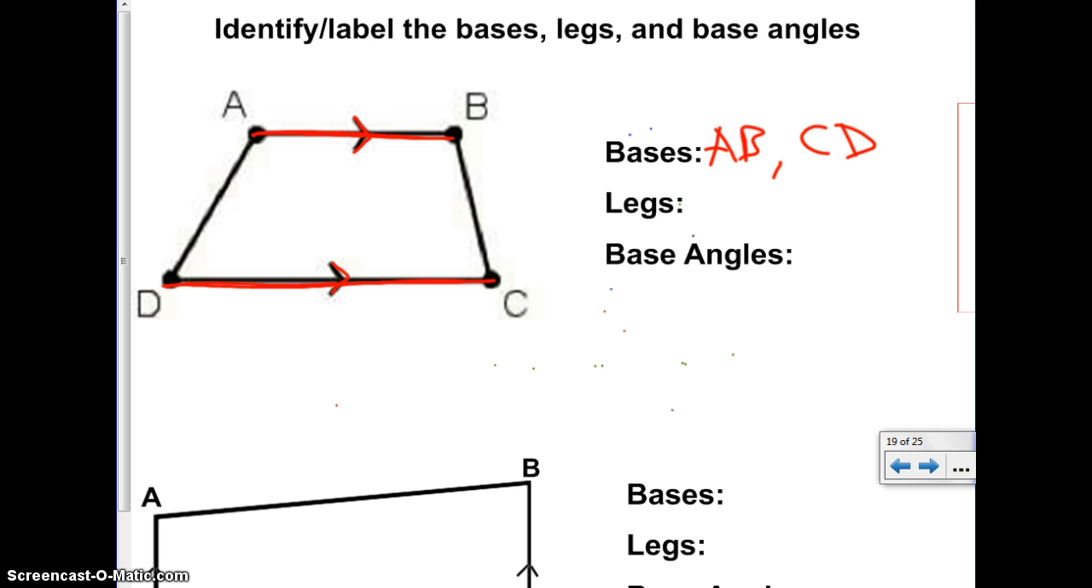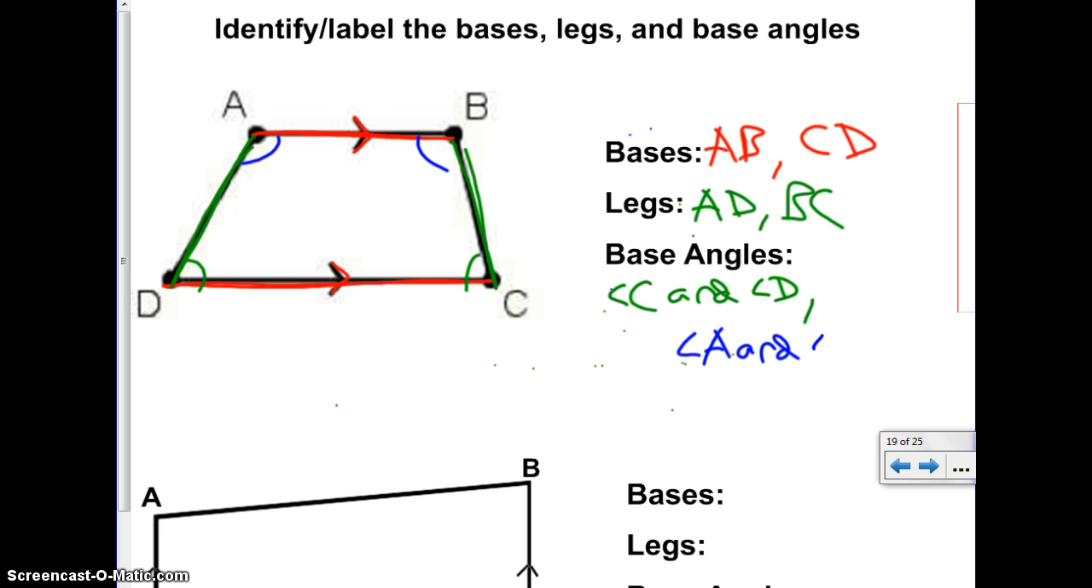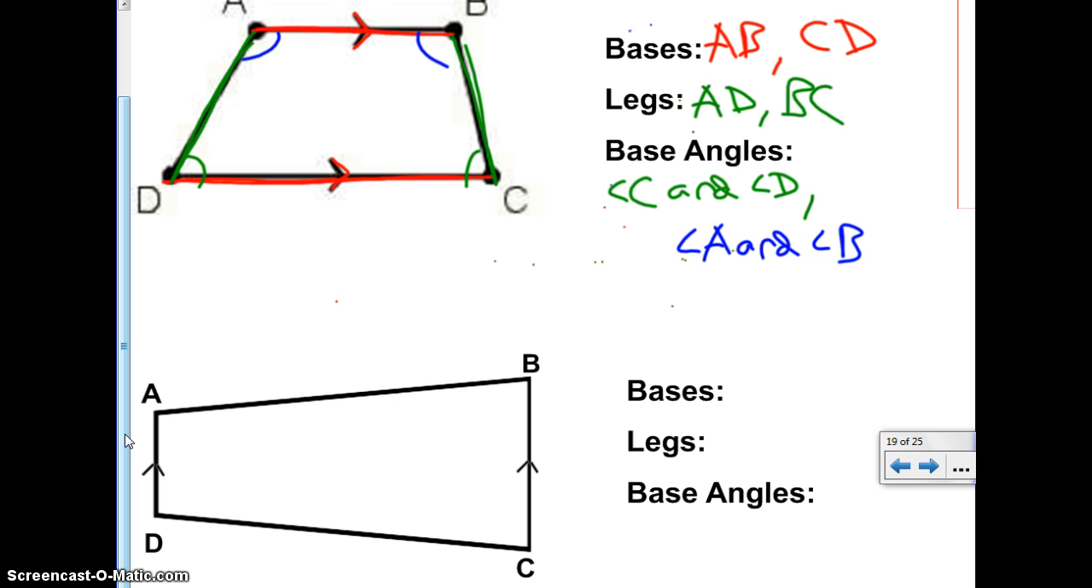Those are our bases. So that means the legs are these two, AD and BC. And what are our base angles? Well, B, C and D. And then you also have up here A and B. So I'm going to have you do the second problem on your own, and you'll show it to Mr. Siegel or myself. See if you can label them on your own.